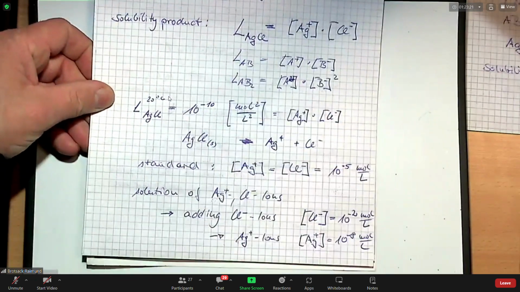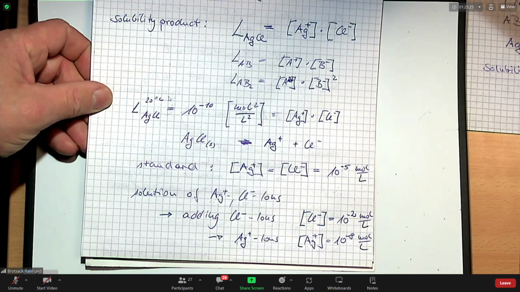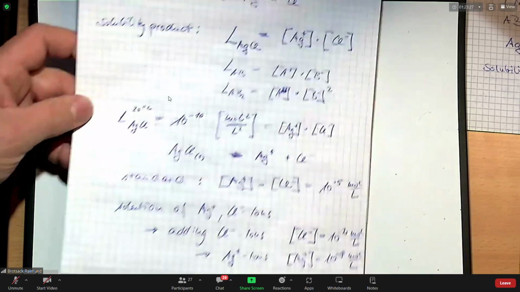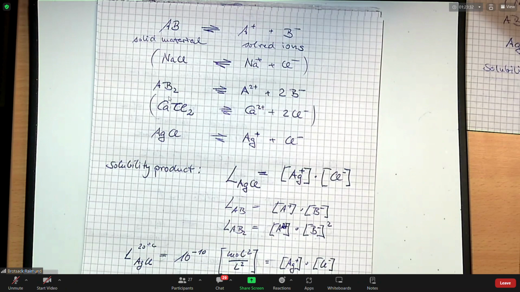AgCl is a 1 to 1. Maybe we can discuss it in the break. I don't get the point. Come here, because now it's already time for the break. And maybe we can come back afterwards if it's a general problem. We will meet again 10 minutes to 4.